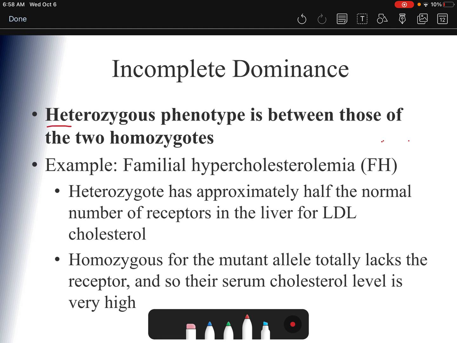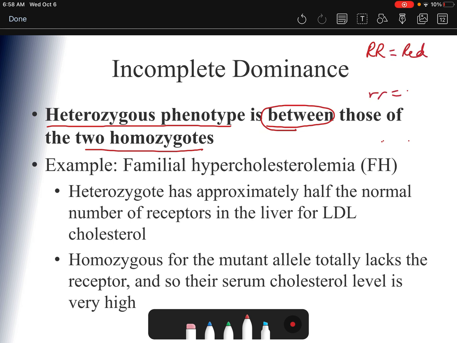Incomplete dominance means that the heterozygous phenotype is between those of the two homozygotes. So that would be like if in flowers, you had this being red and this being white, now the heterozygous doesn't take the red color like we would have in normal dominance, but it would have its own phenotype that's in between those two. So it would be pink, okay?